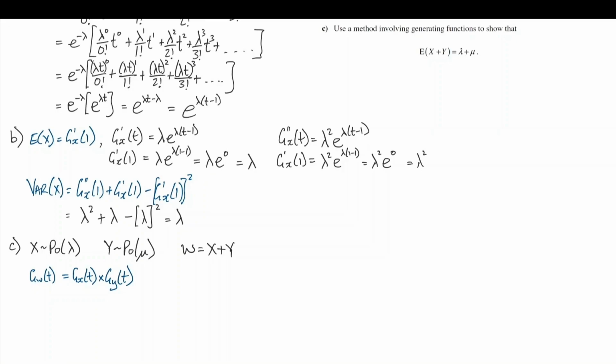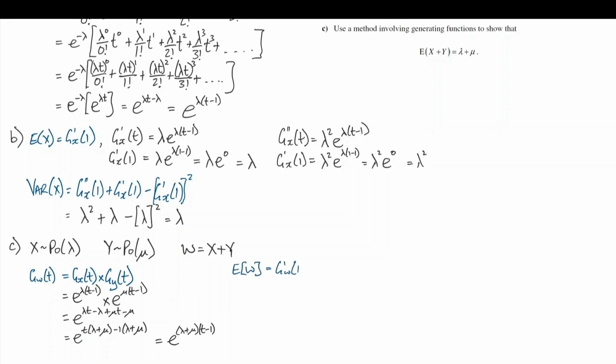We should have an expression for each of those. So, substituting in e to the lambda t minus 1 multiplied by e to the mu t minus 1. Using index laws, we know we can expand and add together the powers. And just to tidy up, I can factorize out t, and I can factorize out -1. One more step of factorizing, lambda plus mu, t minus 1. So this is the probability generating function for w.